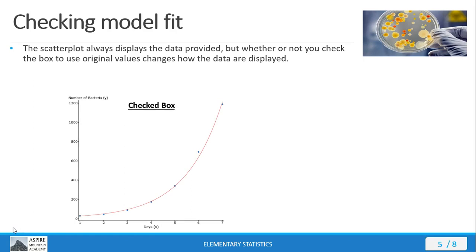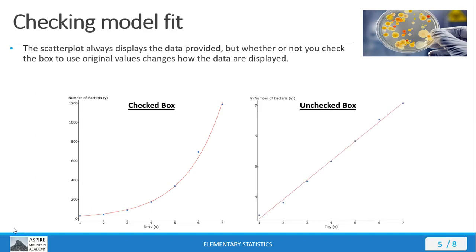This is what we want to see: a model that forms according to that pattern for the exponential model. If we don't check the box, here's what comes out. Remember, we're using the simple linear functionality in StatCrunch to get our model. So if you don't check that box, it's going to assume you want a simple linear model.